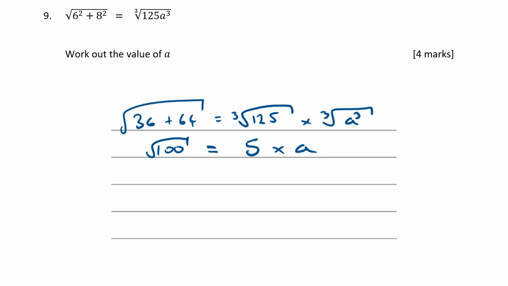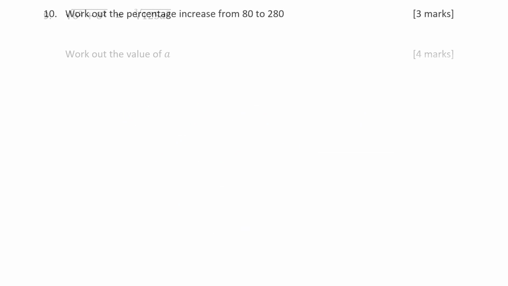Okay, so I've got 5 times a is equal to the root of 100. Now the root of 100 is 10. And dividing by 5 on both sides, I'm going to get 10 over 5 is equal to a. In other words, a is equal to 2. A is 2.